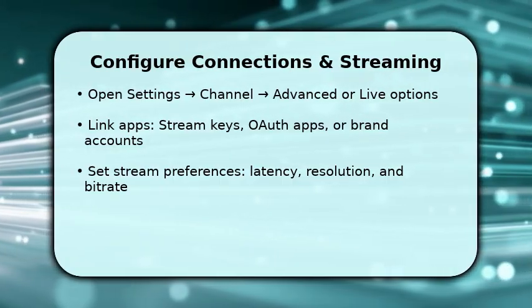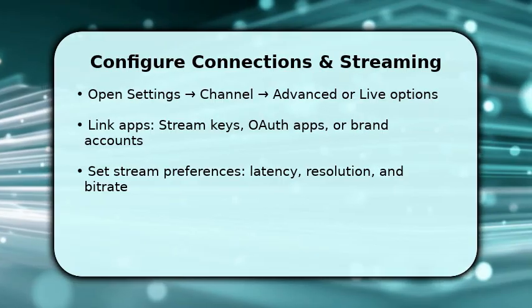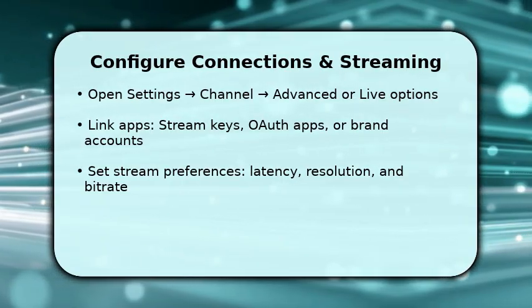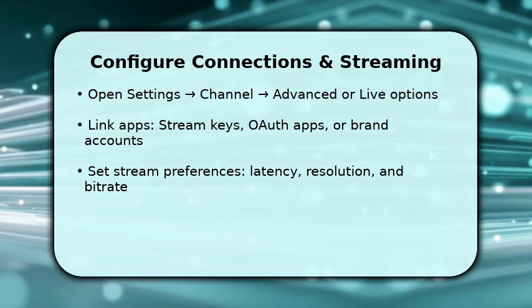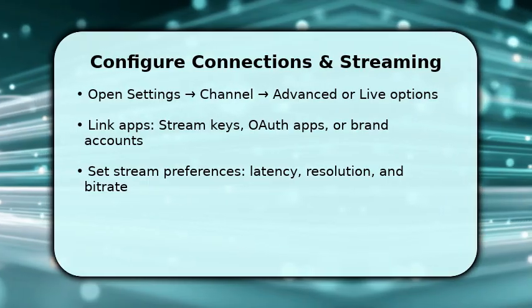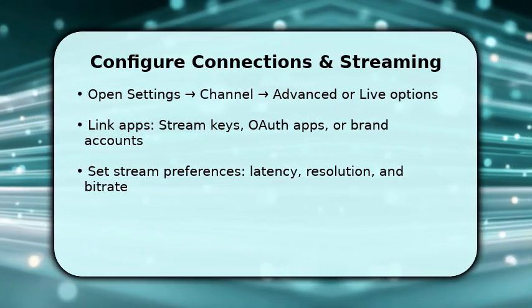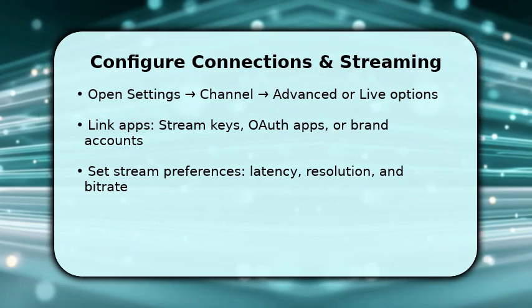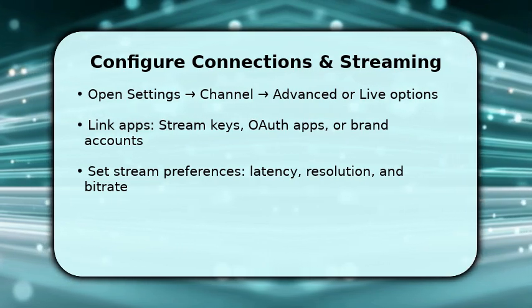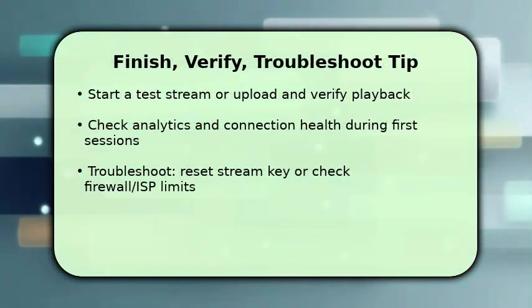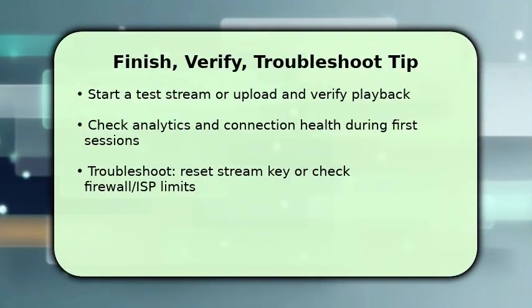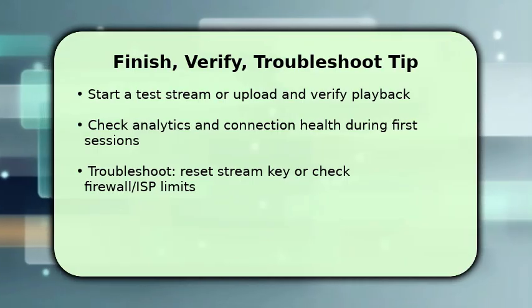If you're linking an app, use the Connect or Add Account flow, which uses OAuth so you don't share passwords. Also configure stream preferences. Choose latency for interaction, match resolution and bitrate to your upload speed, and test a private stream to confirm everything works. Finalize by starting a private or unlisted test stream, or upload a short test video to verify playback and thumbnails.